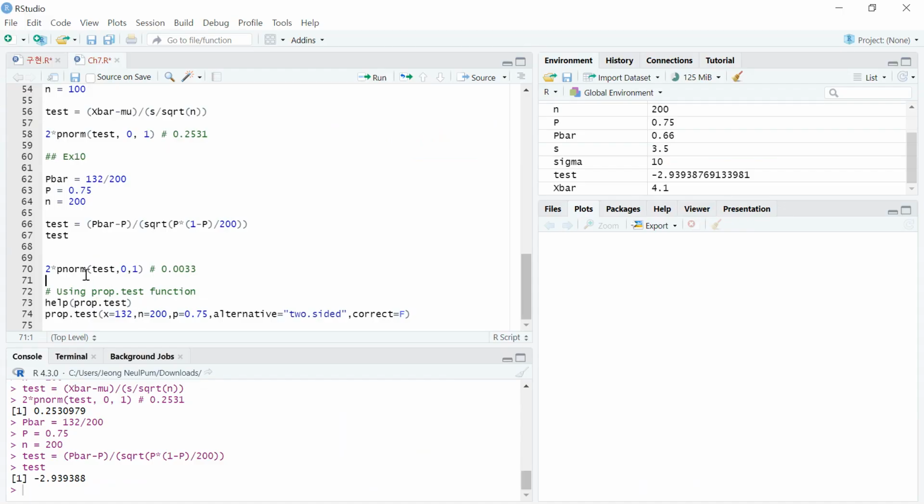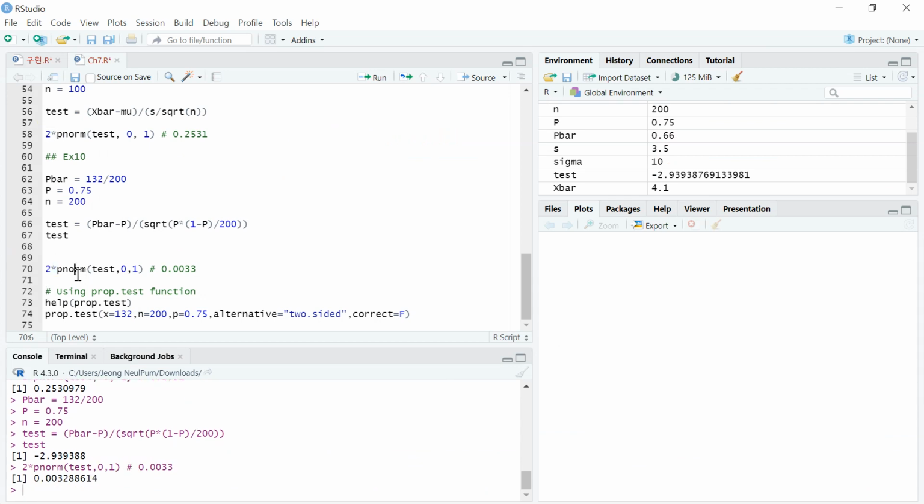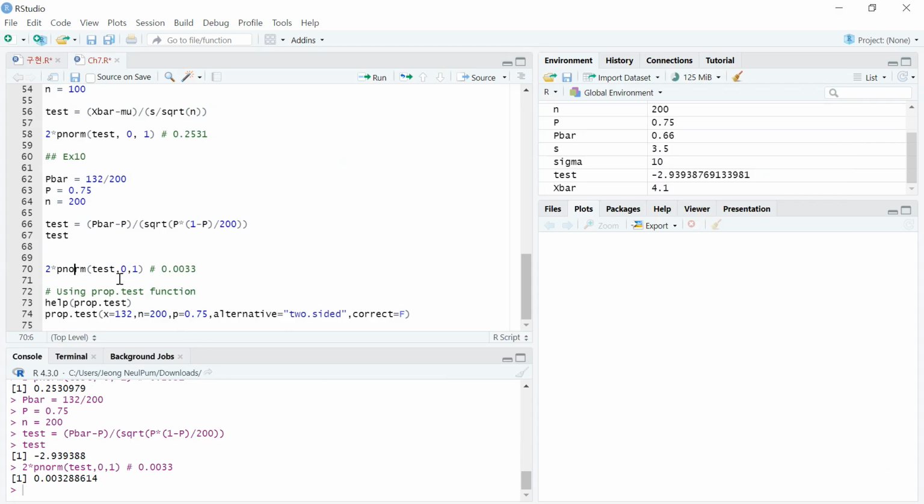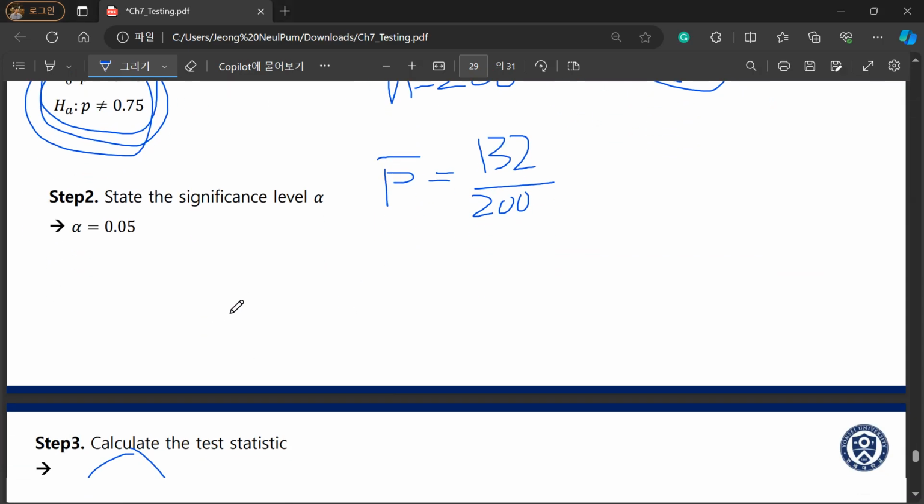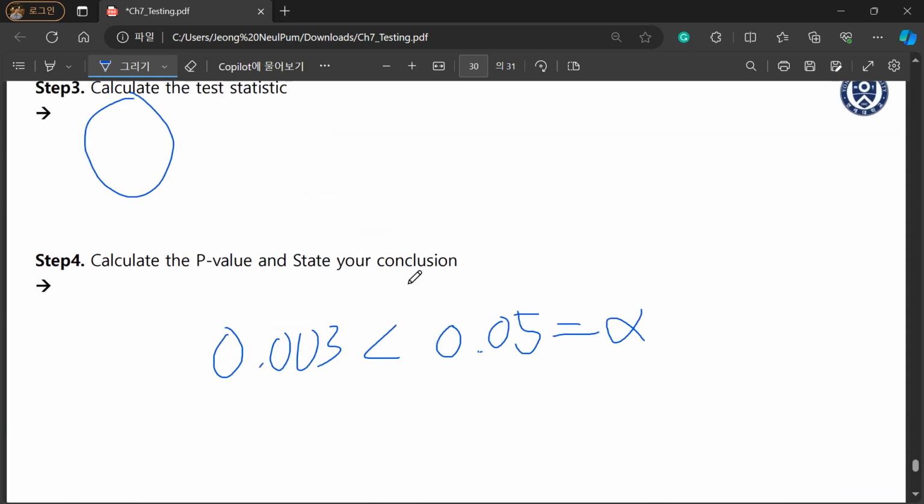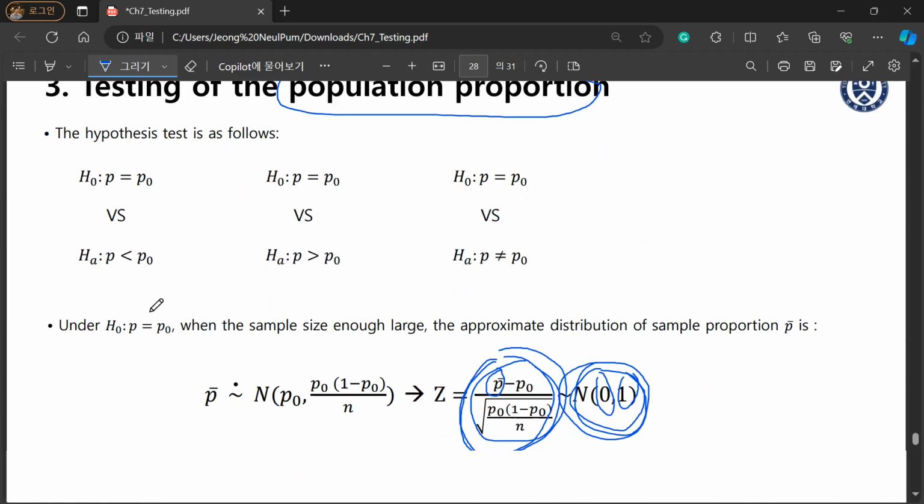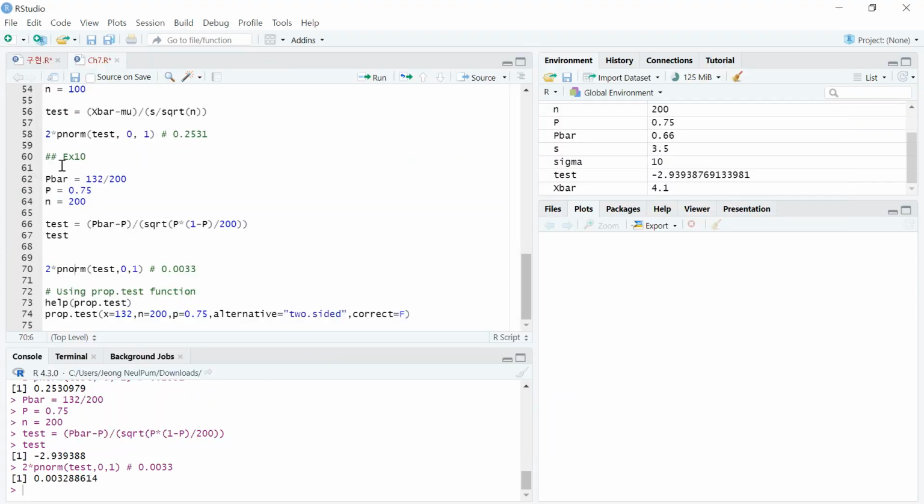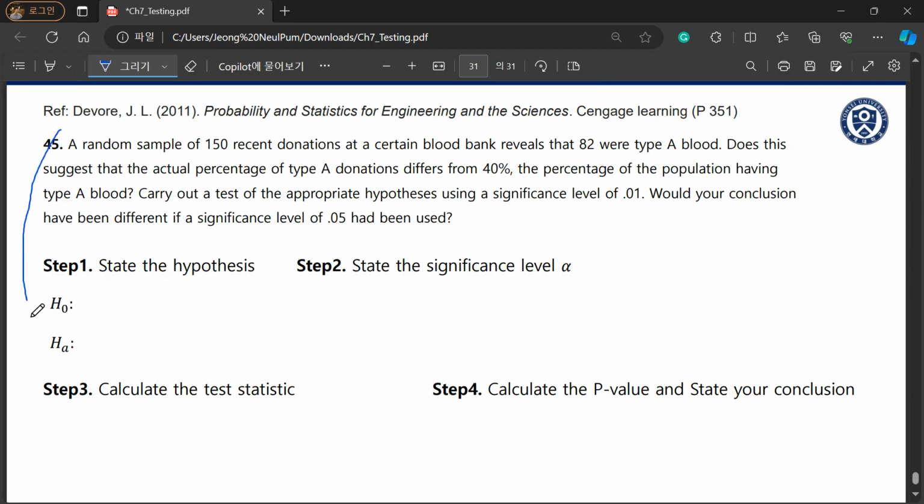And then multiply it by 2 because we are dealing with a two-sided test here. The p-value is about 0.003, which is less than 0.05, the significance level, which means we can reject the null hypothesis based on our sample information. So that's it. There is also a problem, but I will leave it as a DIY, for you to do yourself.